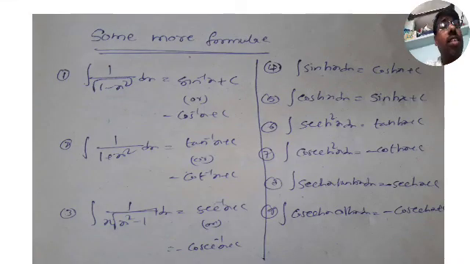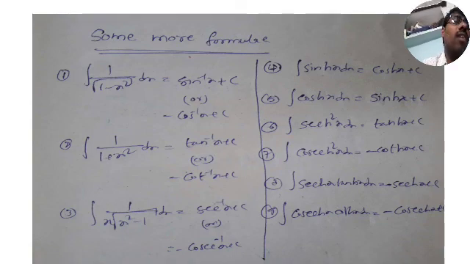Integration of sin hx is cos hx plus c. Integration of cos hx is sin hx plus c. Integration of sec h square x is equal to tan hx plus c. Integration of cosec h square x dx is minus cot hx plus c. Integration of sec hx into tan hx is minus sec hx plus c. Integration of cosec hx into cot hx is minus cosec hx plus c. So these are the formulas.